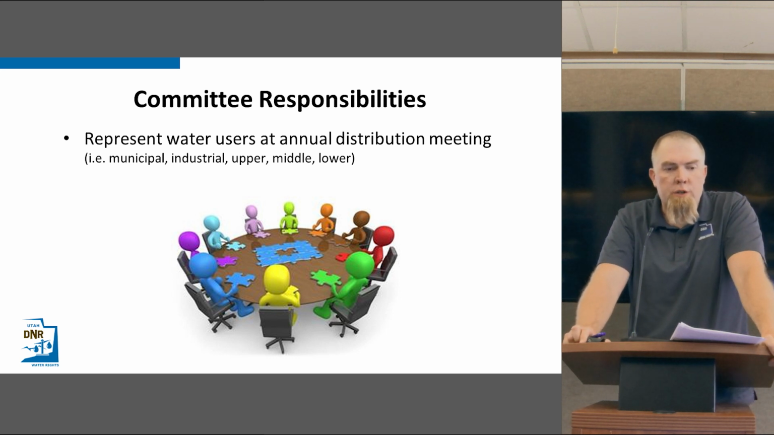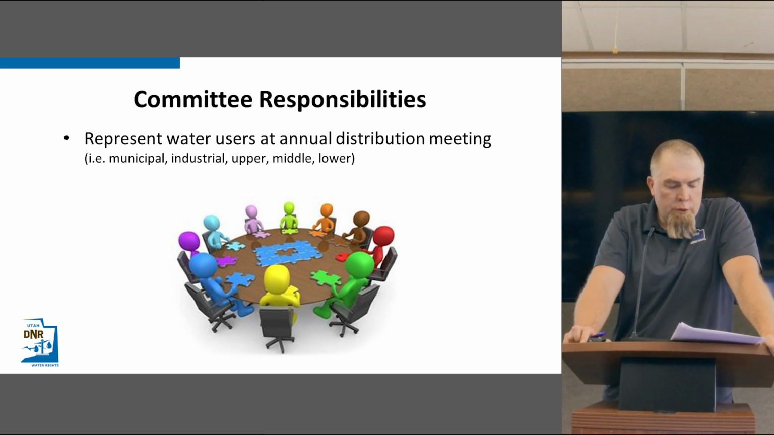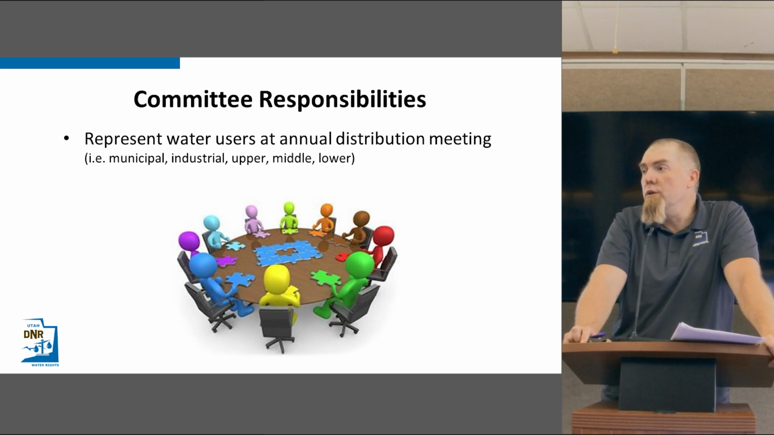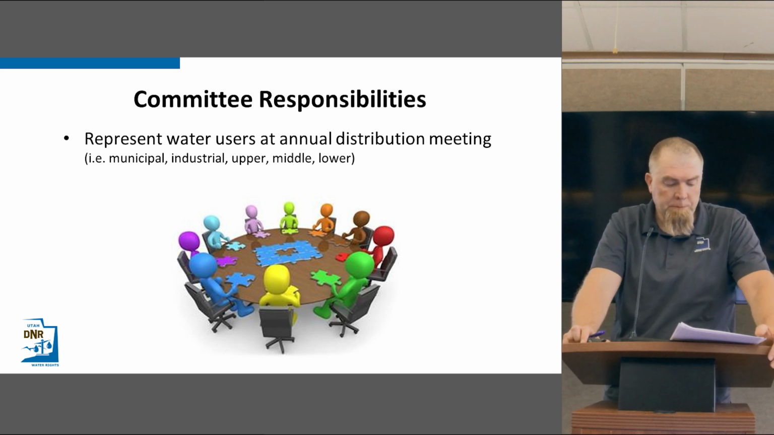The committee's responsibility is to represent the water users that elect them. A committee representative could be an individual water right holder. It could be municipalities, industrial organizations, irrigation companies, or simply multiple holders within a geographic area.